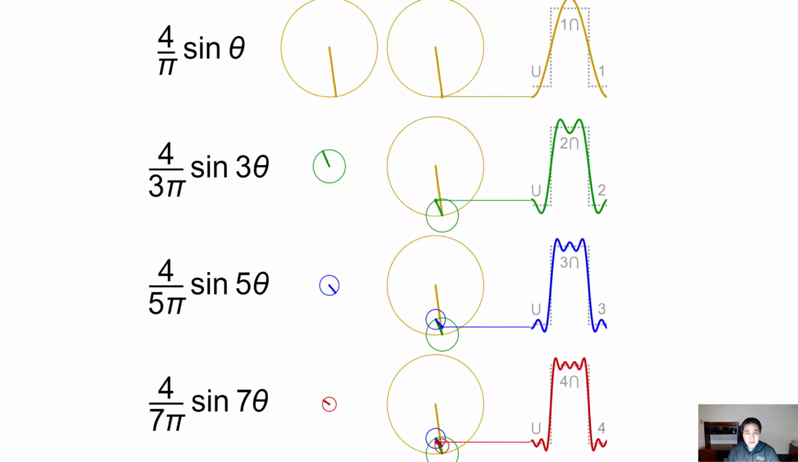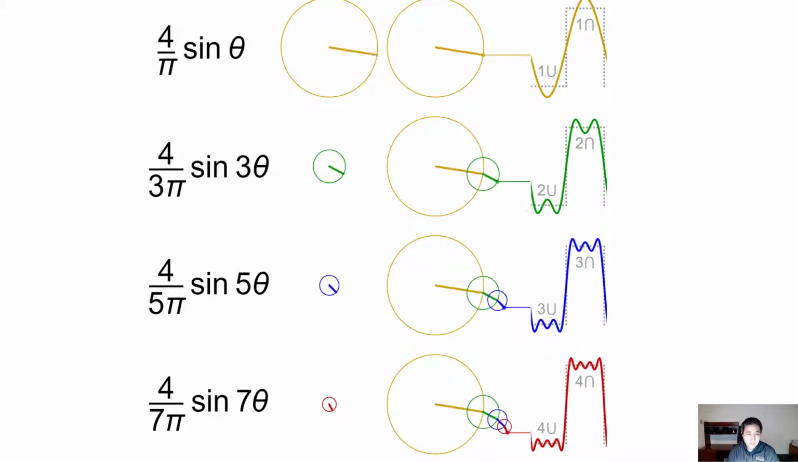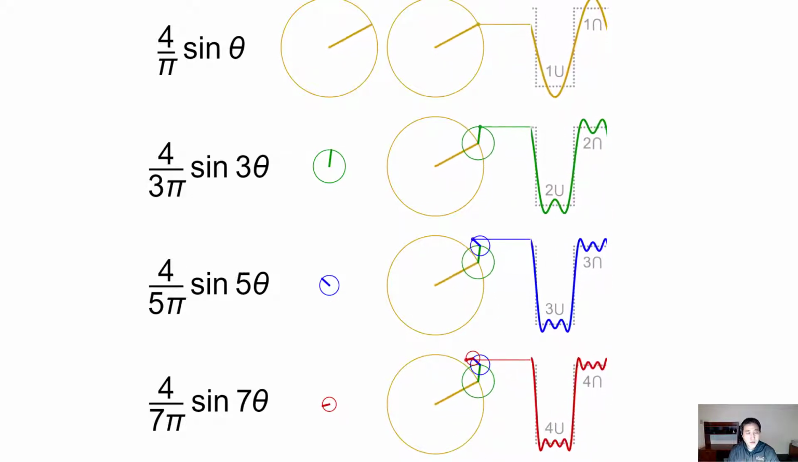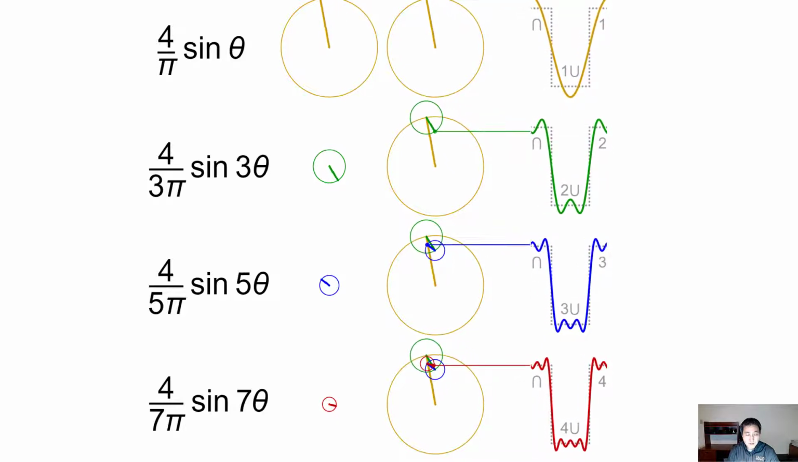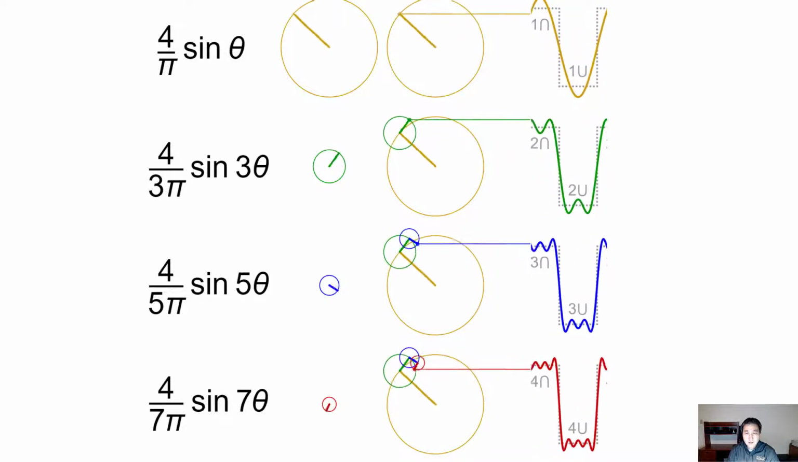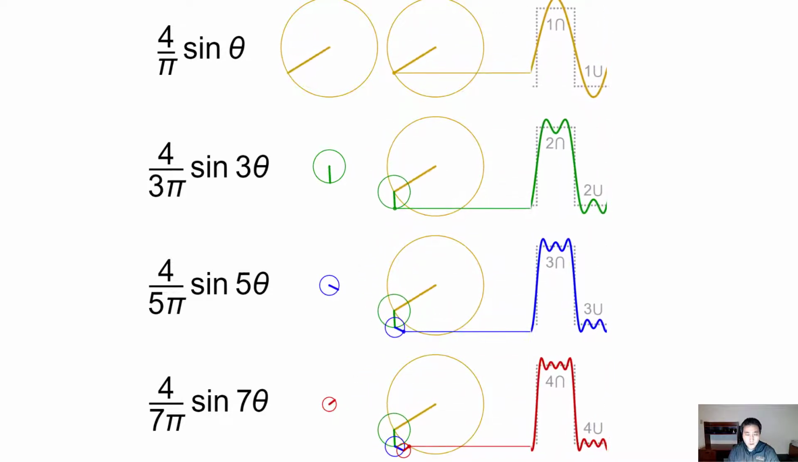If I add another harmonic term, which is sine 3 theta, with amplitude only a third of the first term, then we're adding this green curve as a function of theta. Then the green curve is a much better approximation of the original square wave.